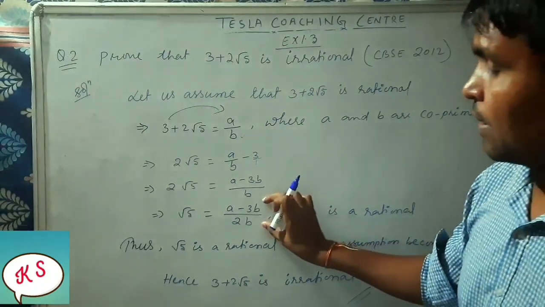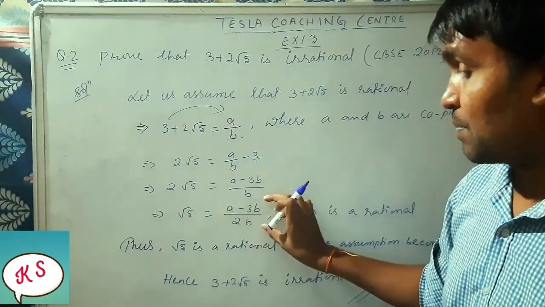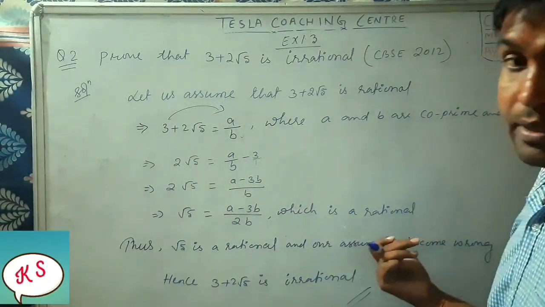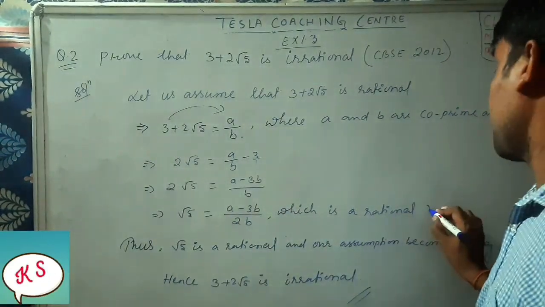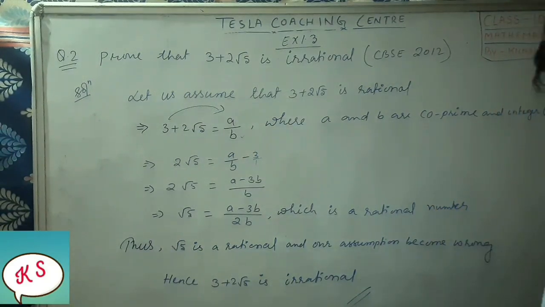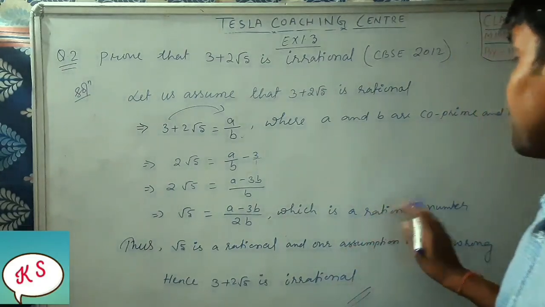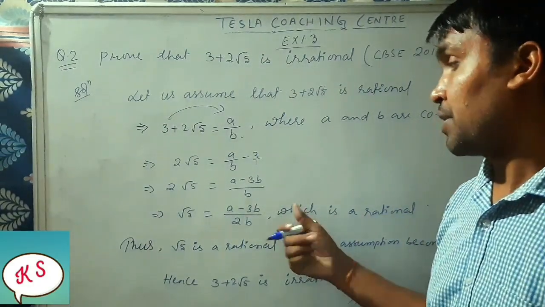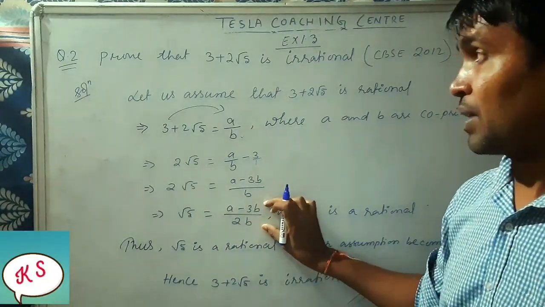So we are getting a ratio, or not? Root 5 is becoming equal to a ratio. That means root 5 is a rational number. Got it? That means root 5 is rational. And why is root 5 rational? Because they are forming a fraction.